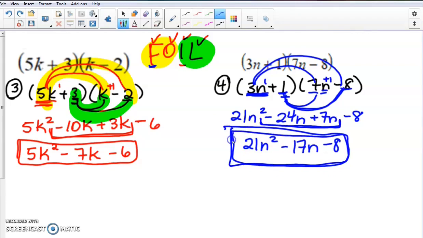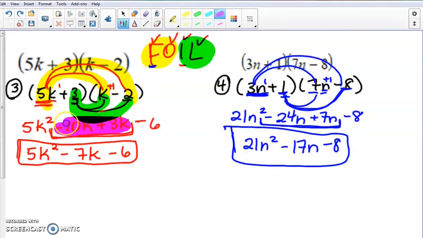As far as it goes, guys, one of the big things about FOILing is that these terms right here, the middle two, get combined because they're the like terms there. So that's a good little rule of thumb to watch out for combining like terms on FOIL problems. Those middle two should be yours that have the same variables with them.